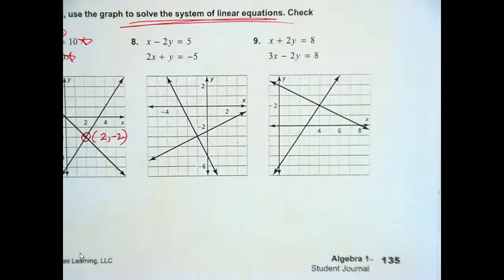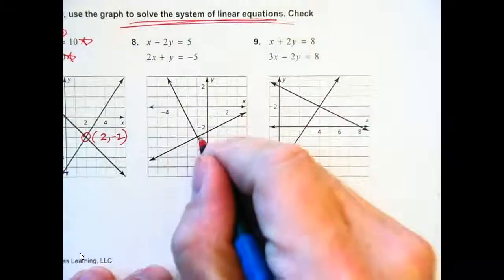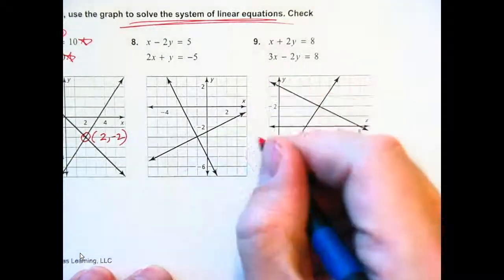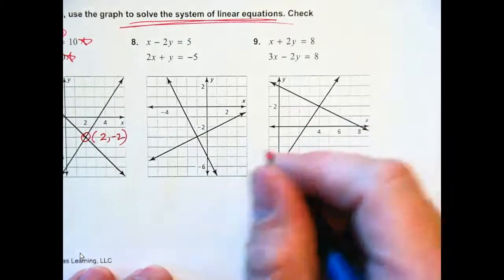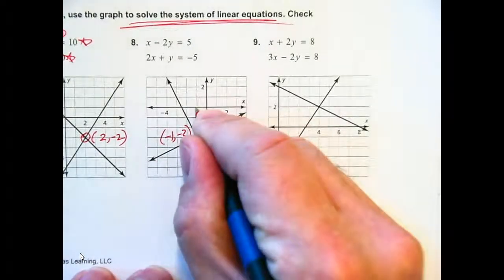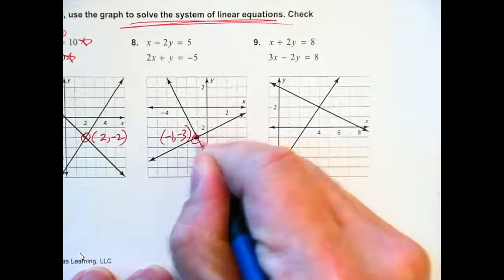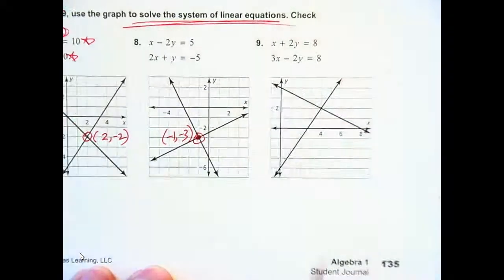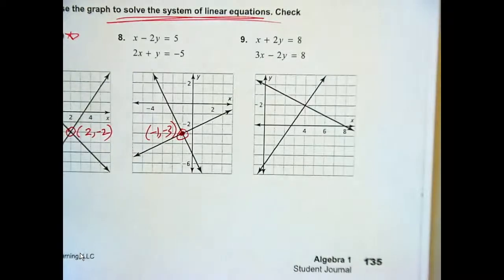Number 8, Mercedes, what did you get? Negative 1, negative 3, good. Negative 1 on X, negative 3 on Y, right there. Very good. You can check it, it'll work out. Any questions there? Okay, next page. I want you to try number 10, please.